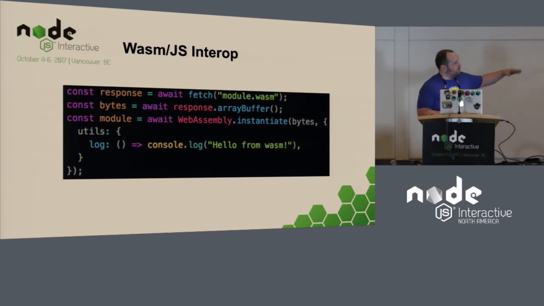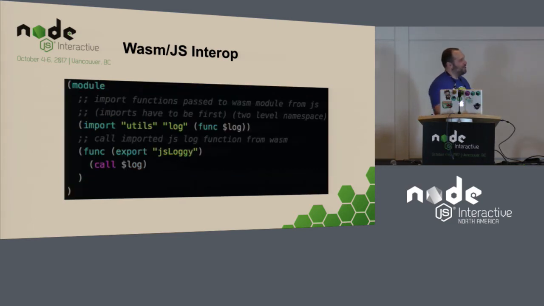Again, this is the same code that we saw at the very beginning, but now when we instantiate the module, we pass in an optional object. This has an object utils with a function log, and all it does is say hello from wasm. Again, not something you probably actually want to do, but let's look at how it looks on the WebAssembly side. You can see on the 4th line there, we have an import keyword. So we're importing that utils object with the log function, and we're calling it log.